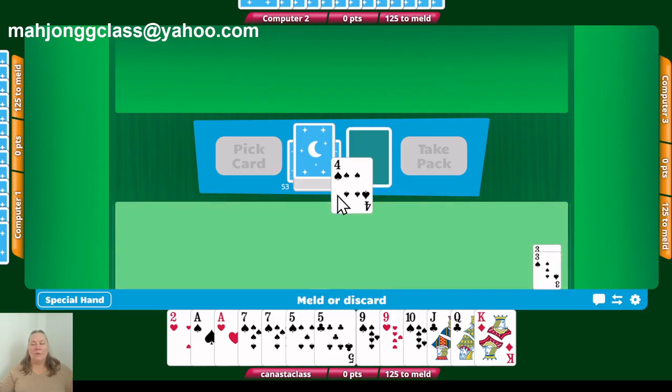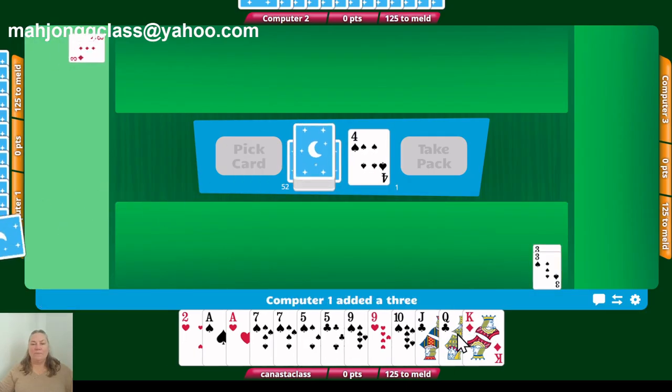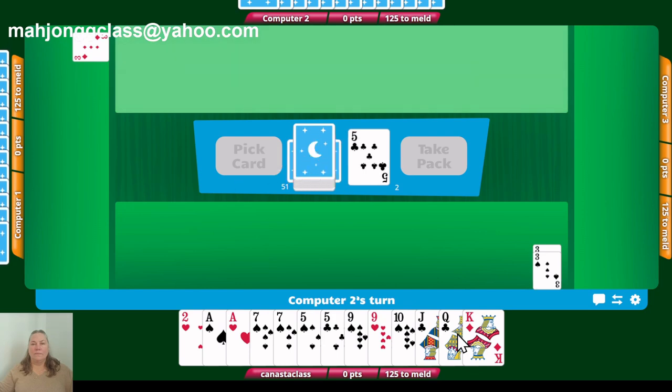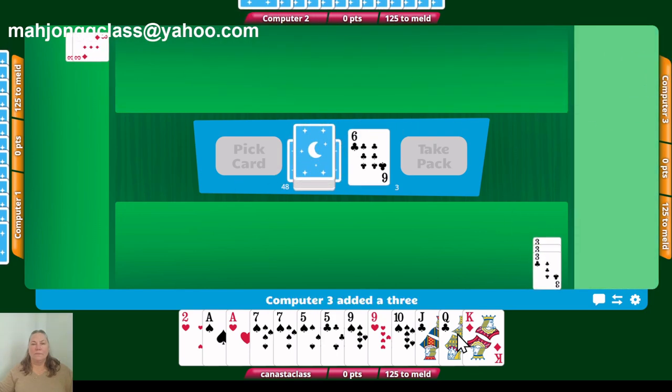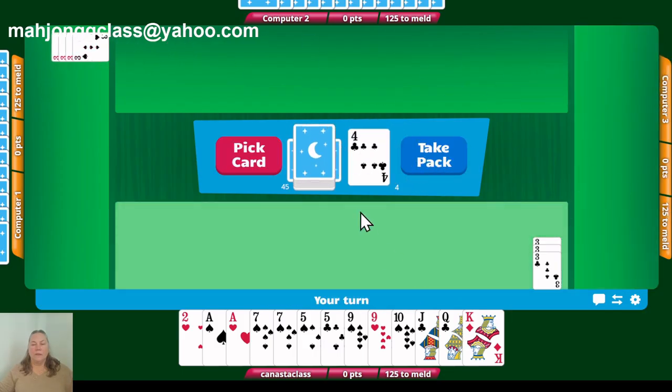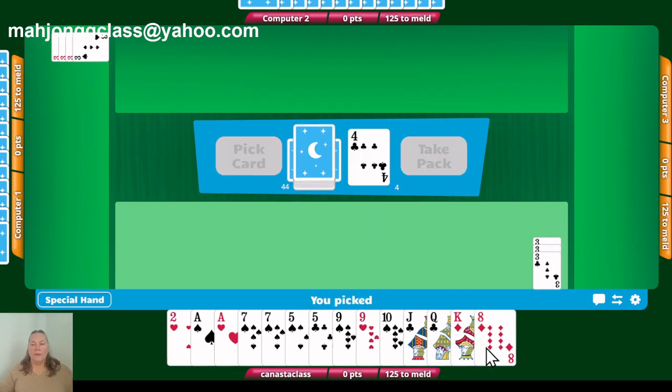At the very least, we don't need this 4. They threw a 4. We're not ready to open. We have an 8. We can look back and see what everybody discarded. The person on my right threw a 4, my partner threw a 6, and my opponent threw a 5. Not quite ready yet to get rid of that. Let's get rid of that 8 we picked up.